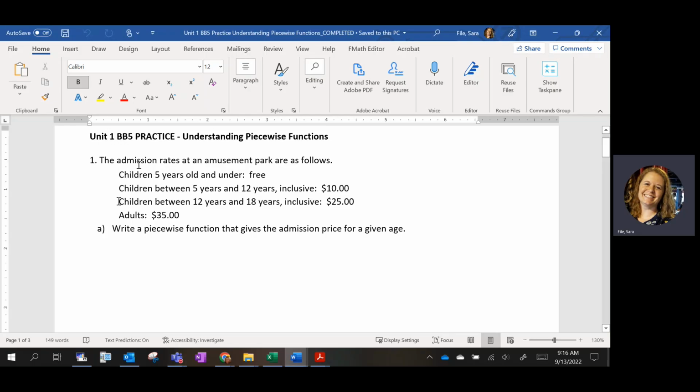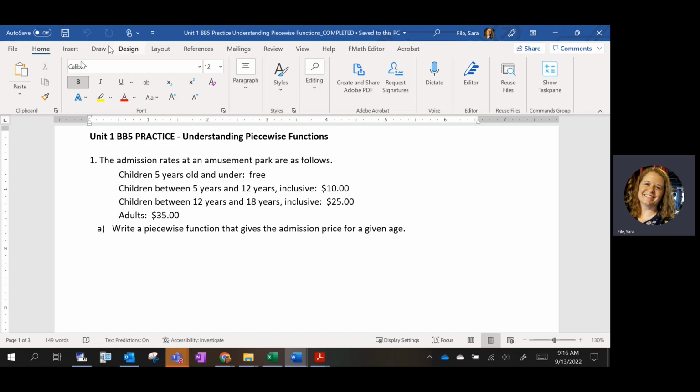Are as follows. Children 5 years old and under are free. Children between 5 and 12 inclusive are $10. Children between 12 and 18 inclusive are $25. And adults are $35. And it says, write a piecewise function that gives the admission price for a given age.